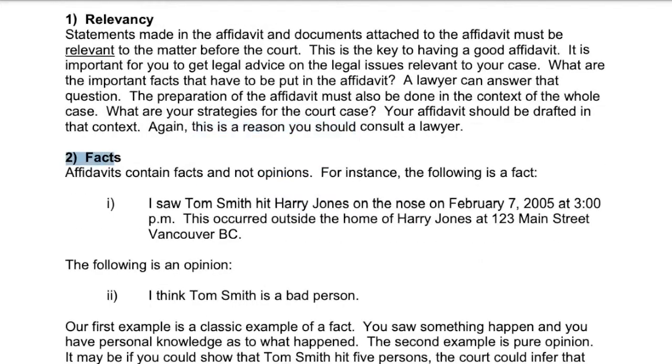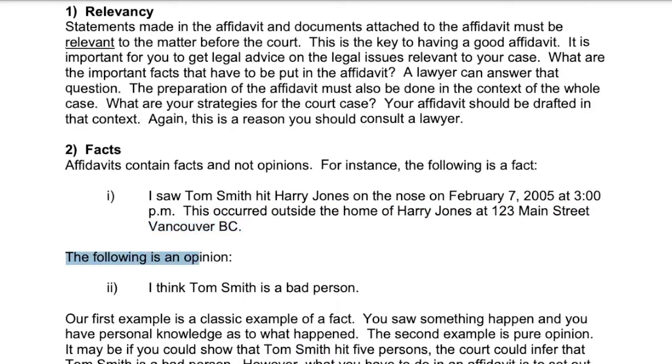2, facts. Affidavits contain facts, not opinions. For instance, the following is a fact. 1. I saw Tom Smith hit Harry Jones on the nose on February 7th, 2005 at 3 o'clock p.m. This occurred outside the home of Harry Jones at 123 Main Street, Vancouver, British Columbia. Following is an opinion. 2. I think Tom Smith is a bad person.